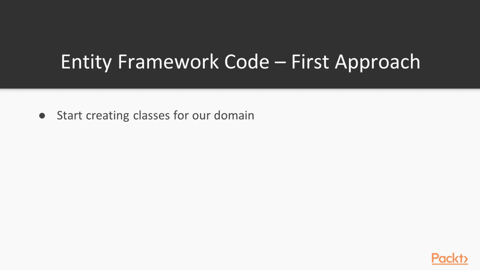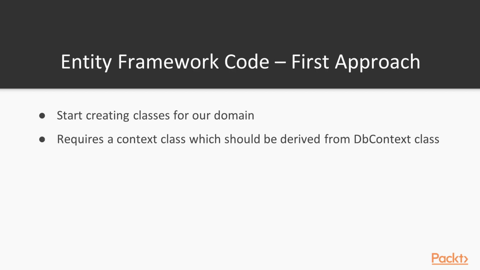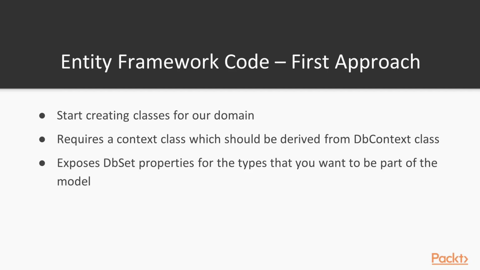For this approach, we need to be aware of two classes that we will heavily rely on. The first one is DbContext. We'll have to have one class in our system that derives from this class. This way, Entity Framework will know what needs to be created. The class that inherits DbContext exposes DbSet properties for the types that you want to be part of the model. These DbSet properties will eventually turn into tables. So, DbContext basically defines the database, and each DbSet represents a particular table. We'll see what that looks like in a minute.